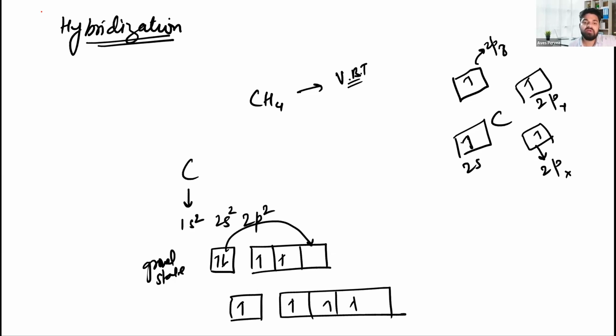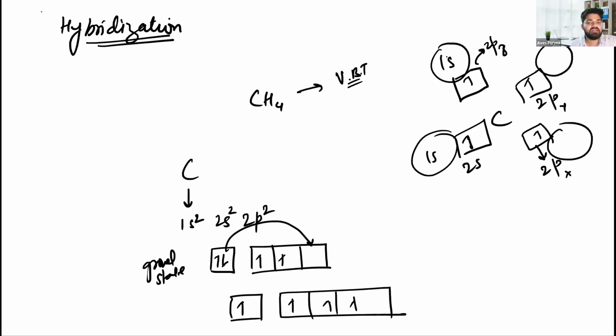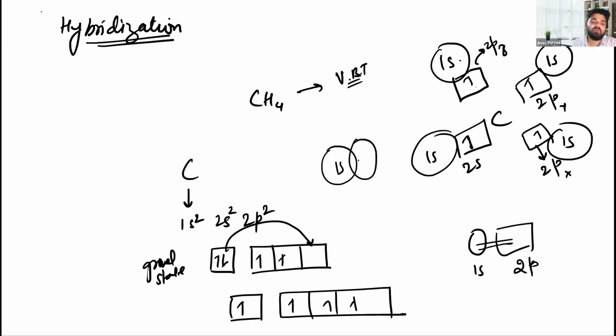So the bond formed between 1s of hydrogen and 2s of carbon should be different from the bonds formed with the p orbitals. The bond formed between 1s and 2p should be stronger, because they have more overlapping. So when 1s of hydrogen mixes with a p orbital of carbon, the bond must be stronger in comparison to 1s and 2s.